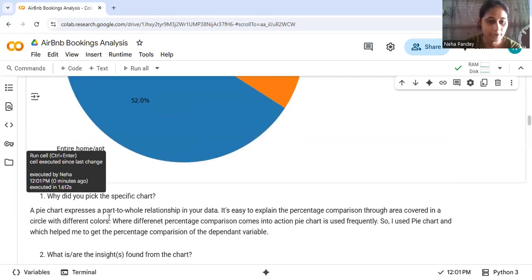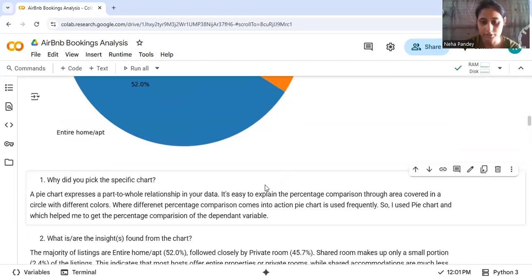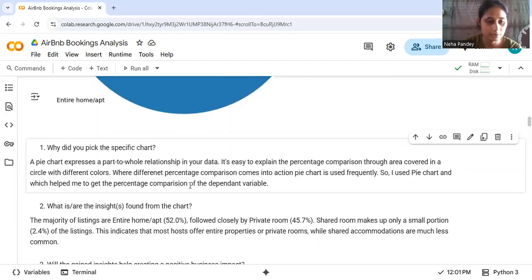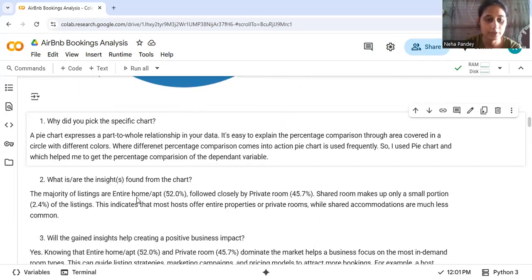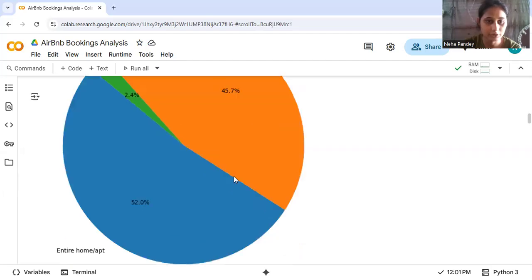A pie chart expresses a part-to-whole relationship in your data. It's a way to explain the percentage comparison through the area covered in the circle with different colors. Entire home is 52%, private room 45%, and then shared room is 2.4%.